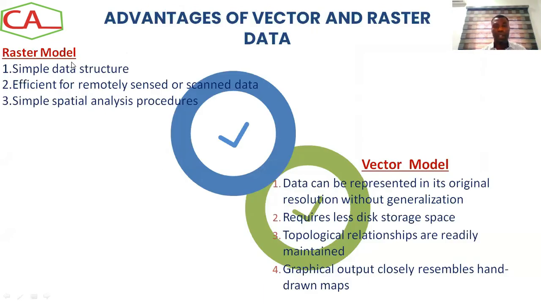We'll look at these two data types. They have some advantages, like what I've just said, and disadvantages. The raster data model is simple in terms of structure. Vector data can be represented in its original resolution without even generalization. Vectors require less disk storage space, unlike raster data. And topological relationships are really maintained in that. You don't easily see changes when it comes to that.